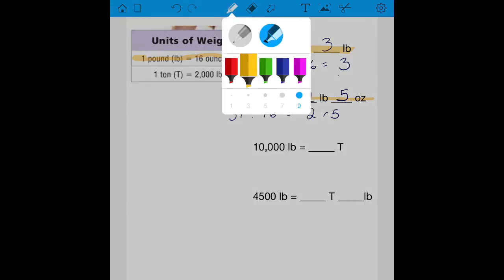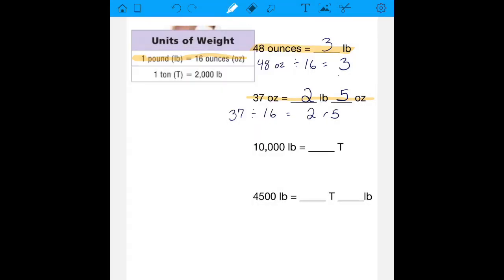Now we jump to this next step. And with this next one, that's where I'm going to be converting 10,000 pounds, and I need to change those out to tons. So I look at my chart, and once again I can see that 1 ton is equal to 2,000 pounds, or 2,000 pounds is equal to 1 ton. So I'm going to do a little bit of dividing. In this case, I'm going to do 10,000 pounds divided by 2,000. And I know that that equals 5. So 10,000 pounds equals 5 tons.